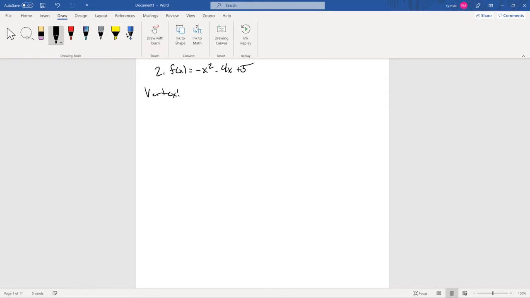And how we do it when it's not in a format where we can see the transformations is we're going to use that vertex formula. So x equals -b over 2a. In this case, my b is equal to -4. So that's going to be -4 on top. And my a is equal to -1. So it should be 2 times -1. This ends up equaling 4 over -2, which ends up equaling -2.